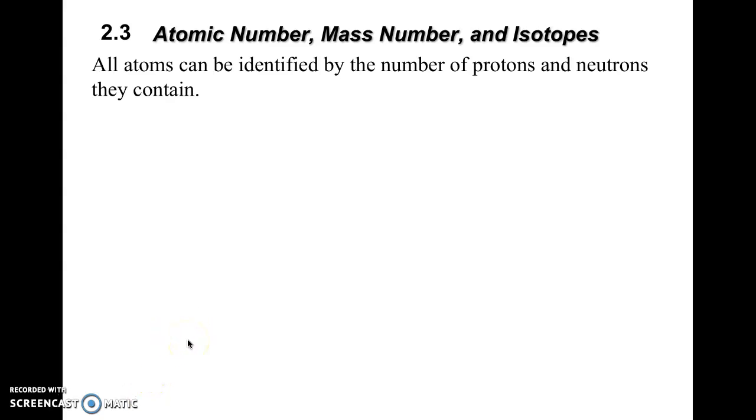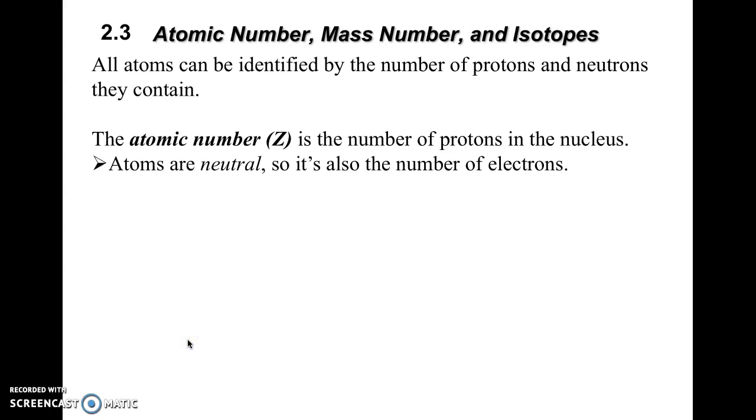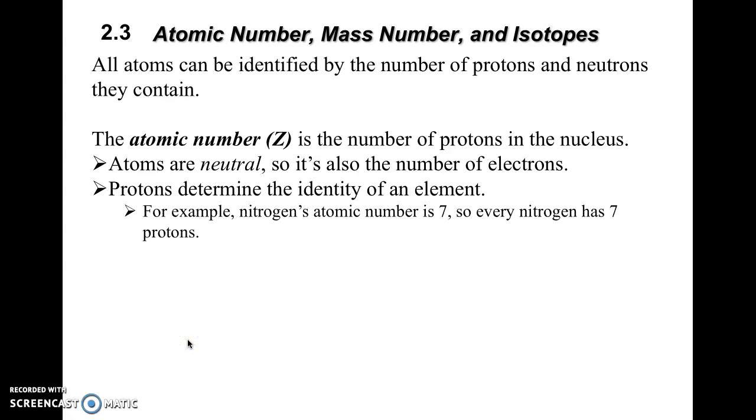and in fact, those quantities have been given names. So the atomic number, which is known as Z, is the number of protons in a nucleus. Because atoms are neutral, that's also the number of electrons there are in the atom. And we need to remember that the protons determine the identity of an element. So any nitrogen that has an atomic number of 7 has 7 protons. Doesn't matter how many neutrons it has, it is still nitrogen.